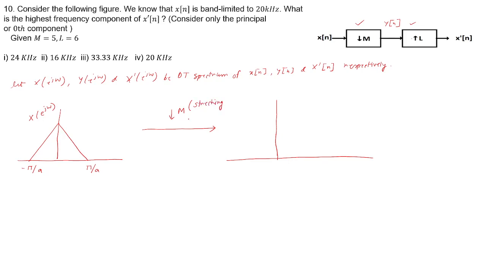stretching of the frequency axis. Omega is discrete time frequency, so this leads to a stretched spectrum. I am considering the ideal case where aliasing is not going to occur to avoid complications. So now it's band limited to πM/a.